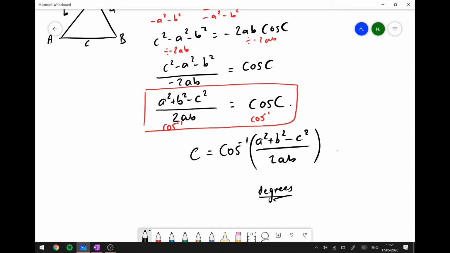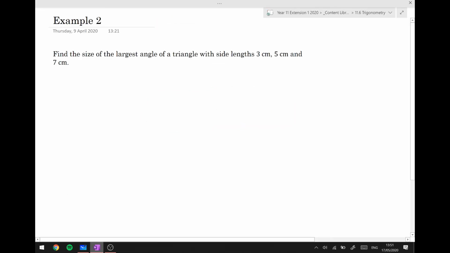So that's pretty much how we do it. Okay, so let's have a look at an example. Find the size of the largest angle of a triangle with side lengths 3, 5, and 7.